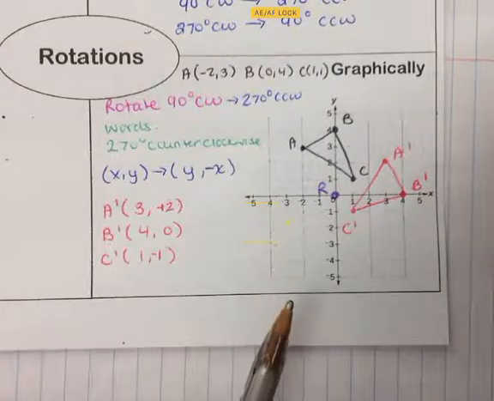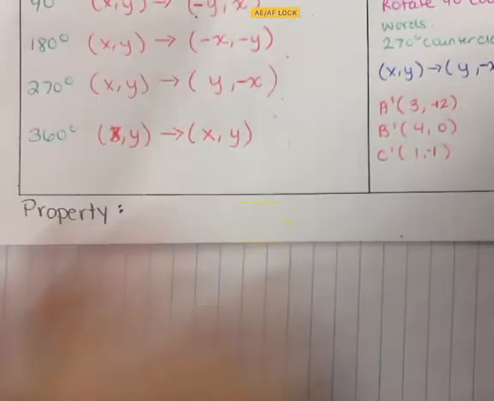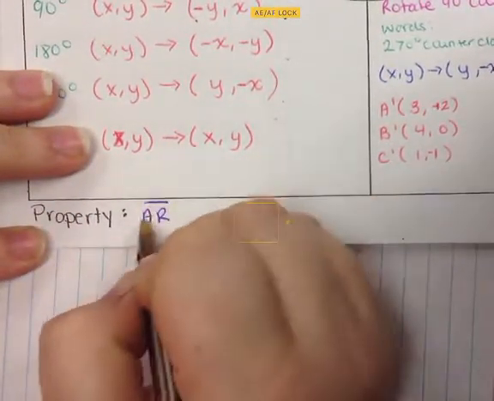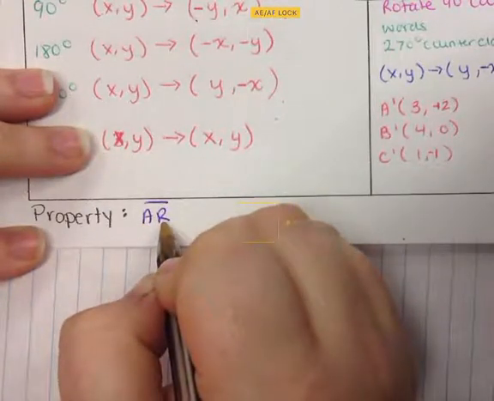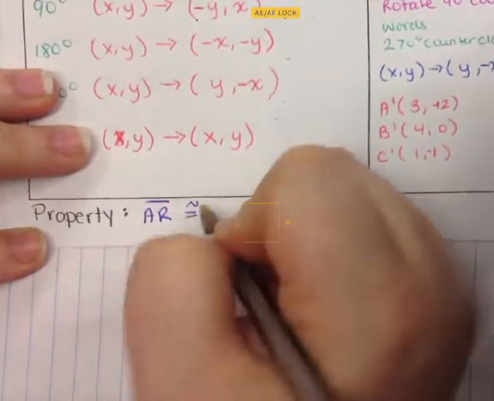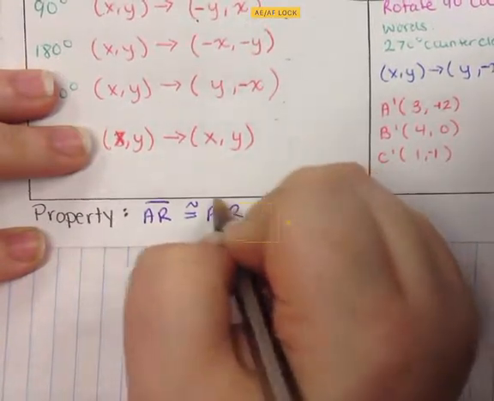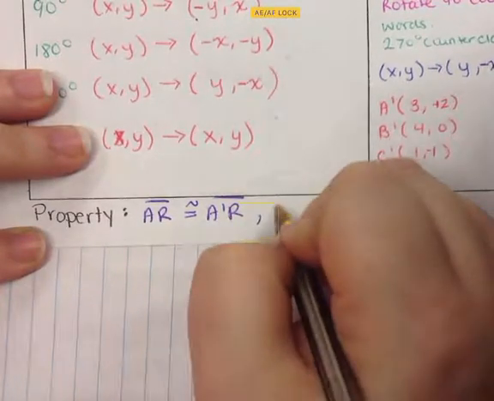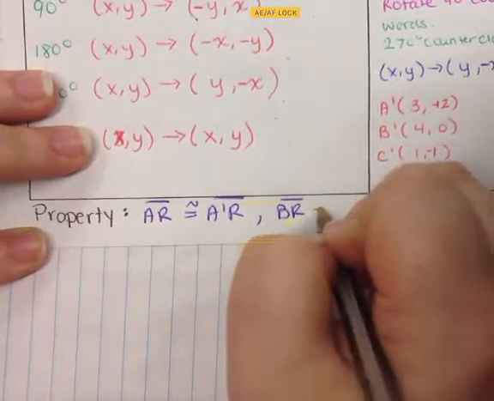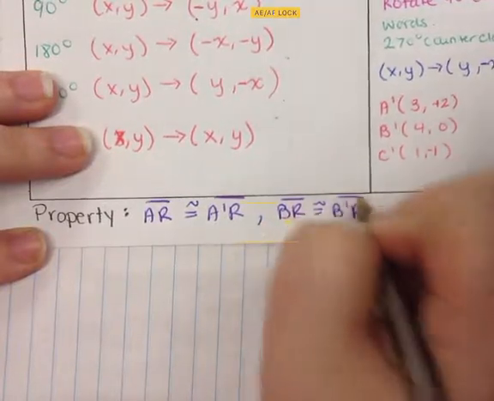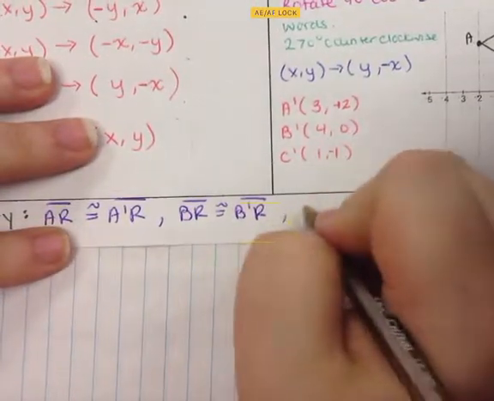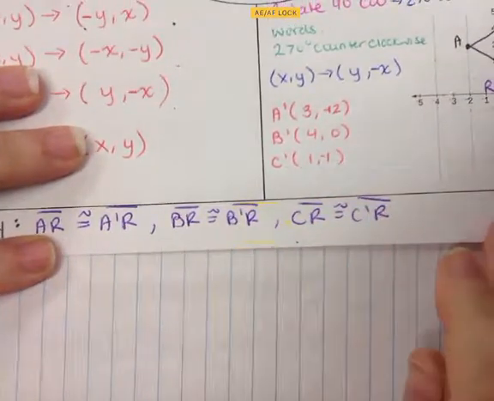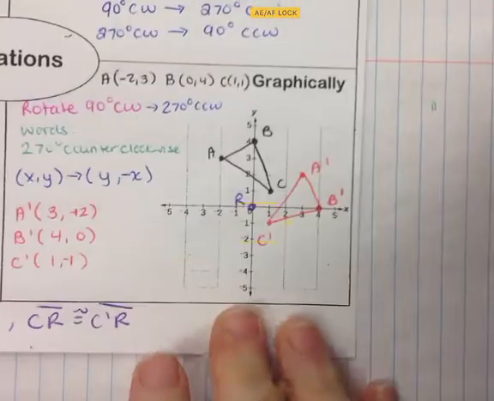Now to prove this, though, we're going to use the property. To write out the property is that segment AR, so the pre-image coordinate to the center of rotation, should be congruent to A prime R, so the image coordinate to our center of rotation. We should also have BR is congruent to B prime R, and then we should also have CR is congruent to C prime R. So we can actually prove this, that this happened.